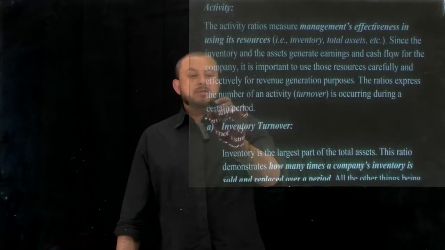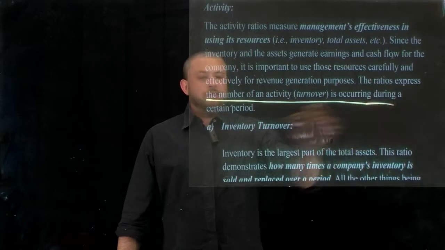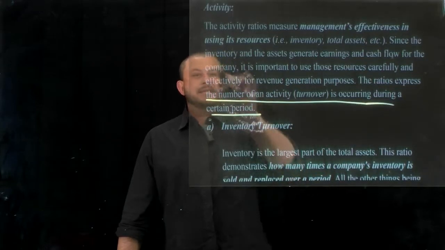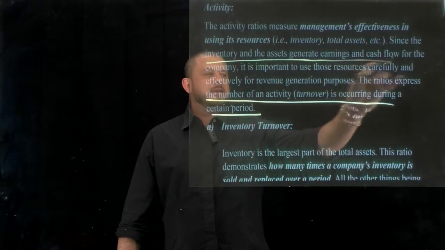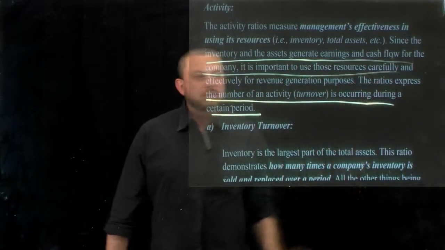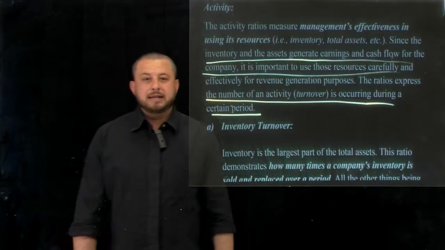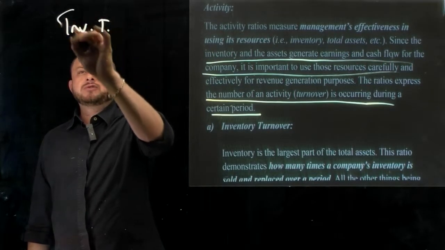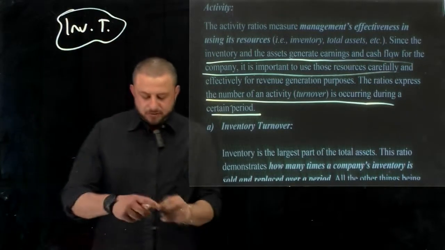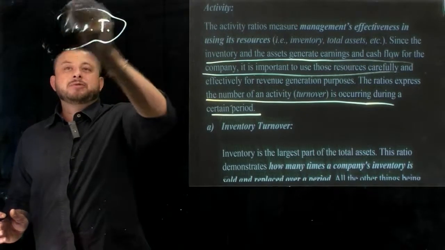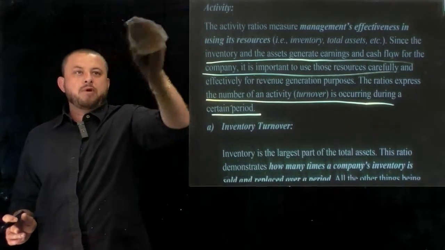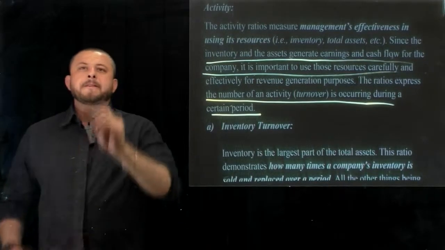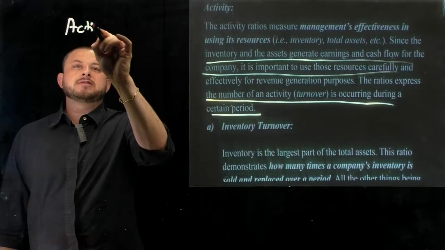This ratio expresses the number of activity or turnover occurring during a certain period, okay? Since the inventory and total assets generate earnings and cash flows for the company, it is important to analyze those. So inventory and total assets become very important for the activity ratios, and that's what we're going to focus on in these ratio classes. Activity.